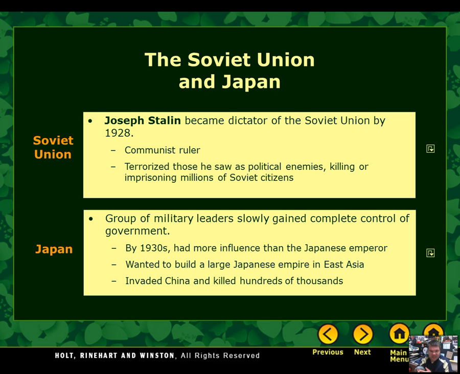Now, I haven't talked about the United States president. His name was Franklin Roosevelt. You know him because you read about him, you learned about him in the Great Depression unit. So he is still president during World War II. So Franklin Roosevelt is the United States president.